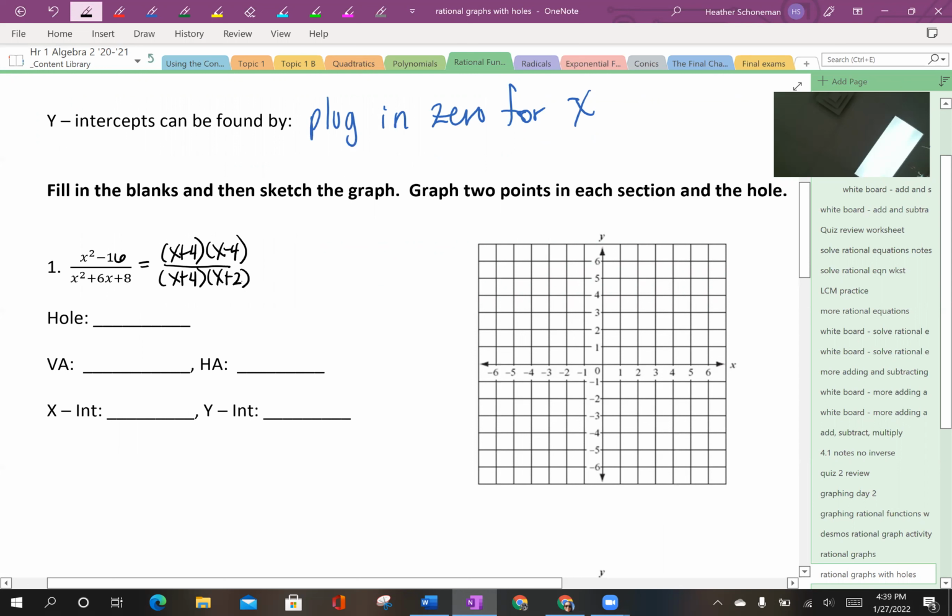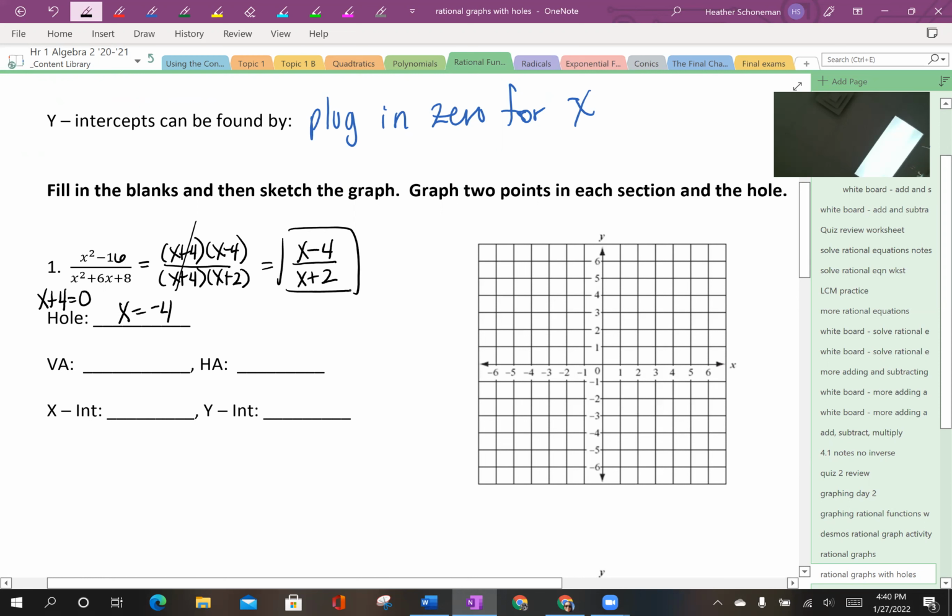Now, a hole, or just literally a hole in the graph, is going to occur where something is the same on the top and the bottom, and that is at x plus 4. So to find the hole, we're going to set x plus 4 equal to 0, so we get x is negative 4. Once we realize that we can simplify the equation, now we're going to rewrite it as x minus 4 over x plus 2.